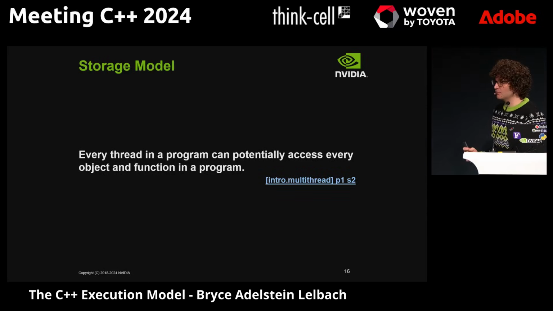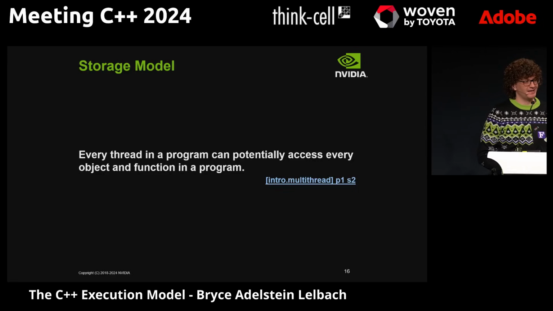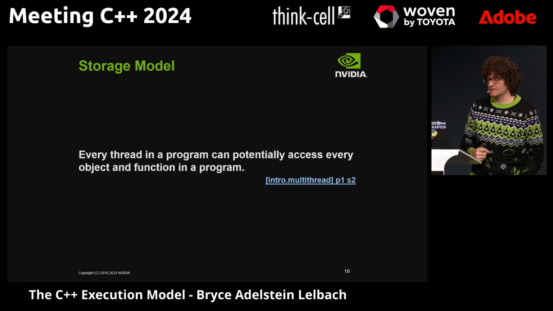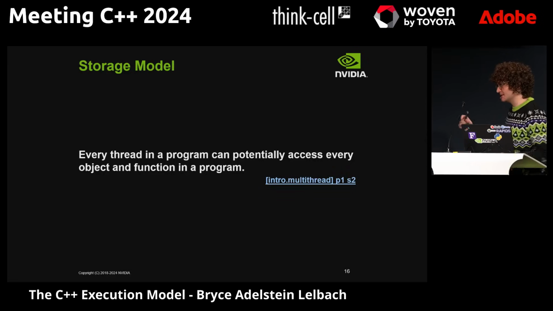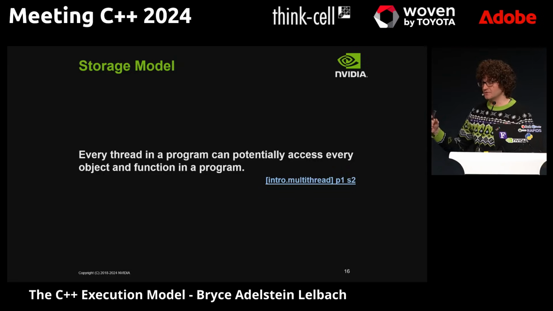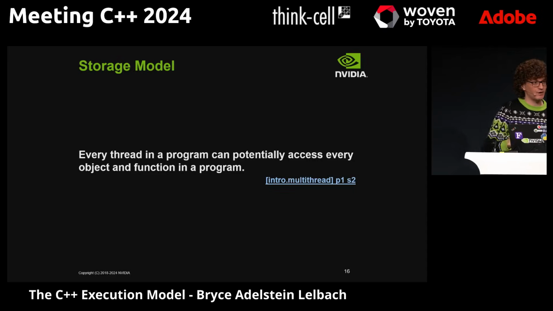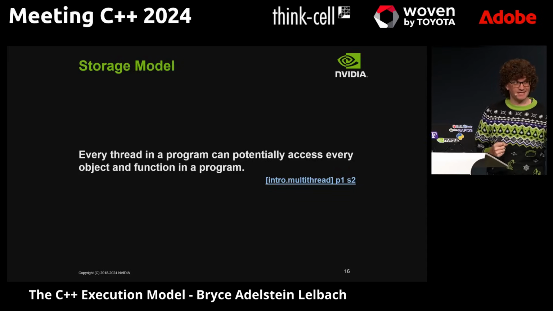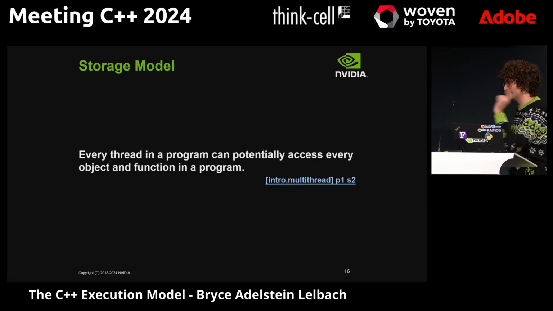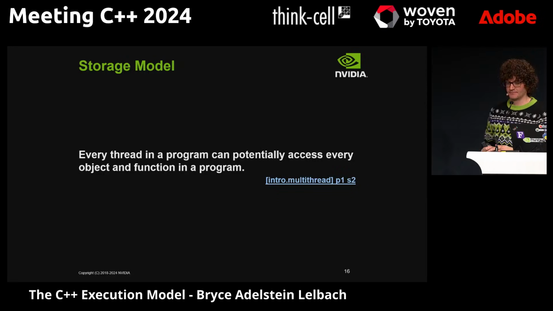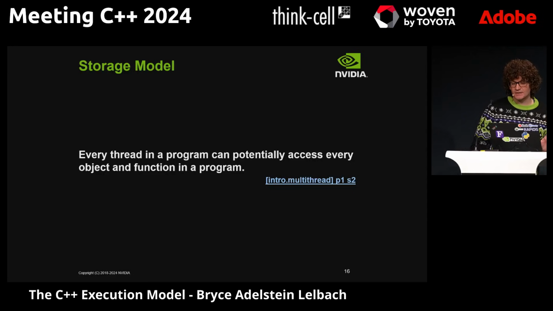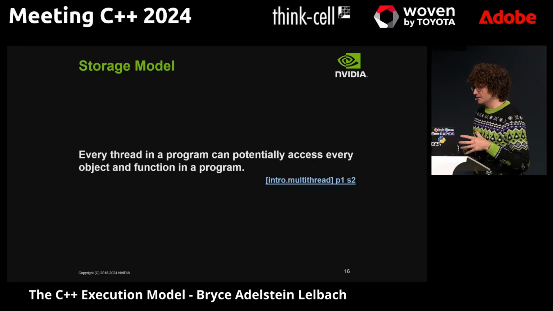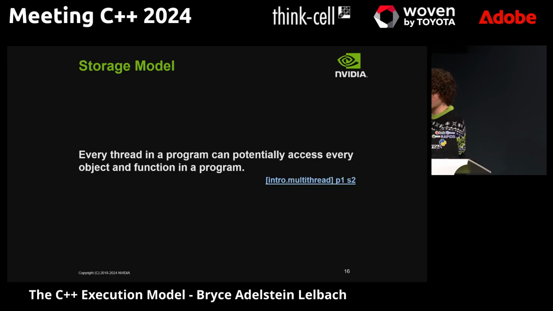Every thread in a program can potentially access every object and function in a program. This means that C++'s view of memory is global, that there's no such thing as memory that is private to a particular thread. If your thread is able to get its hands on the address of an object, it's allowed to access that object. So now let's look at some example memory systems and evaluate whether they can implement the C++ abstract machine.